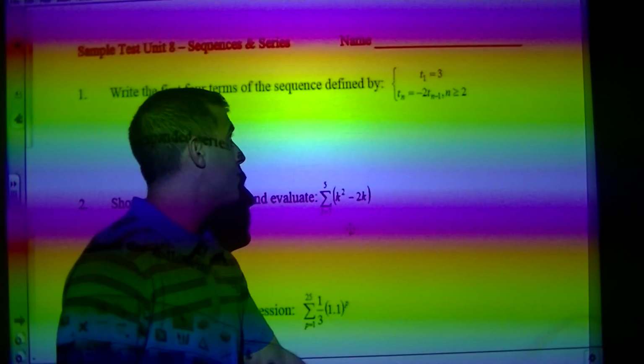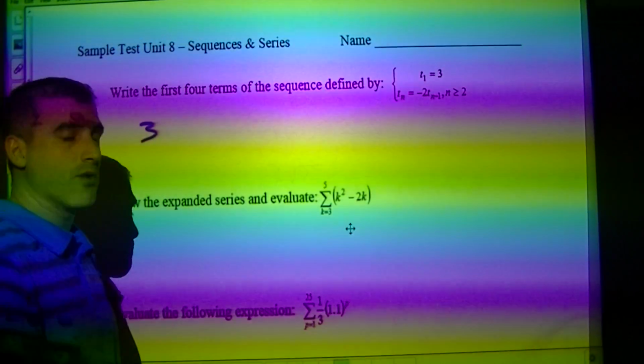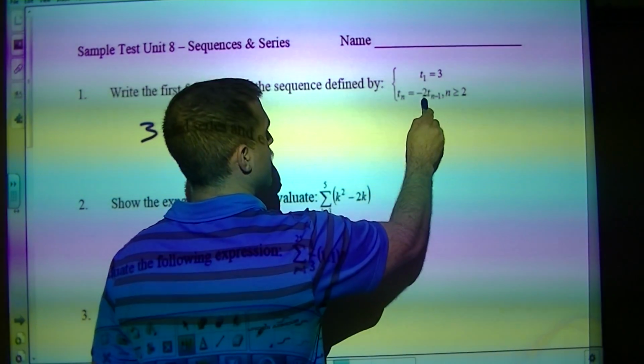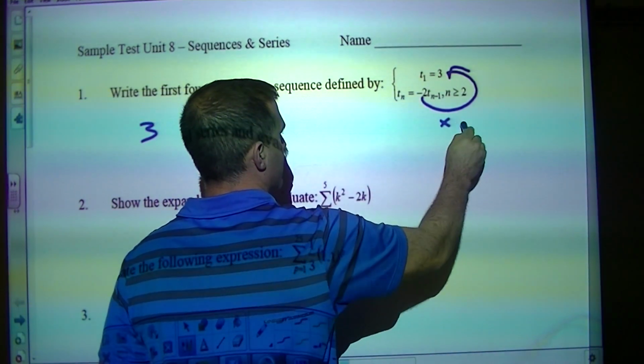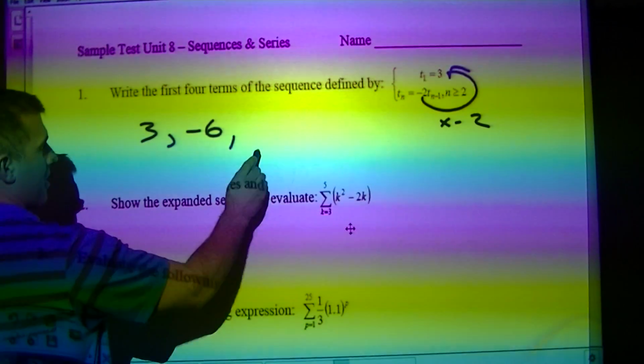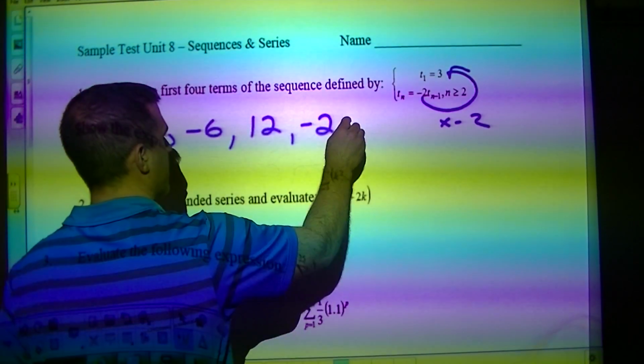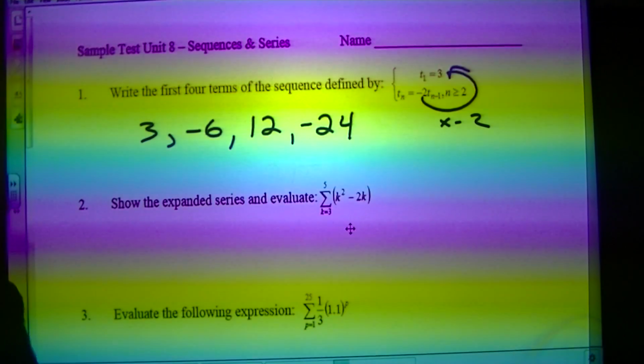It says write the first 4 terms. Well, the nice thing is they give us the first. Okay, this is a recursive formula. So what they want us to do is multiply that by -2. So my next one will be -6. Then I multiply that by -2, I would get 12. Multiply that by -2, I get -24. Okay, so that's that one.